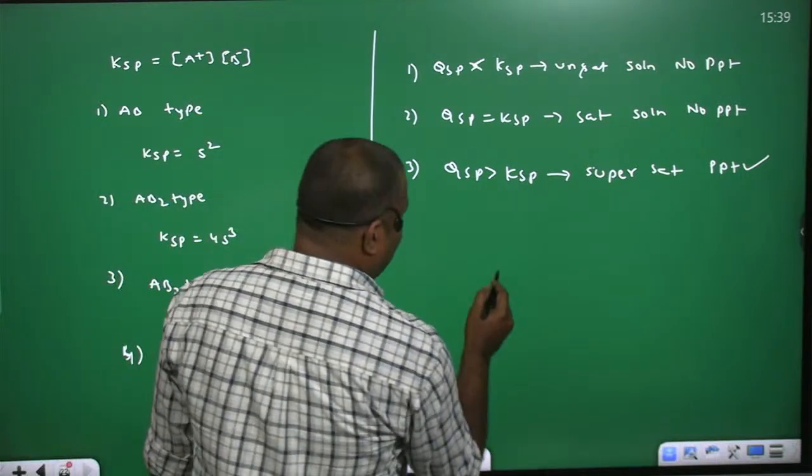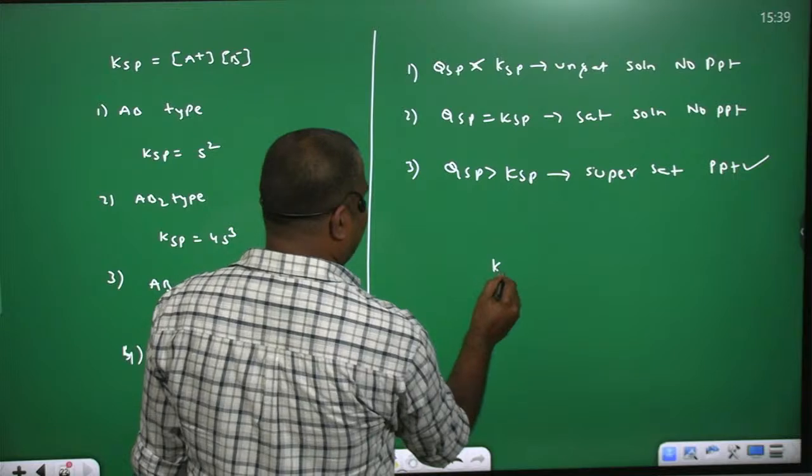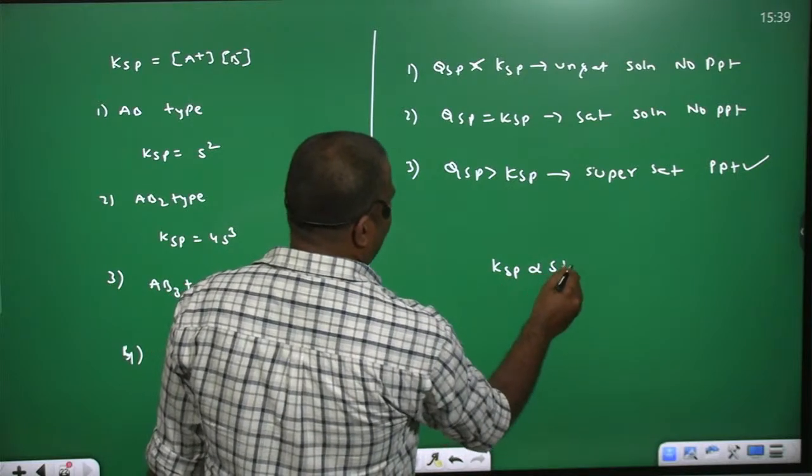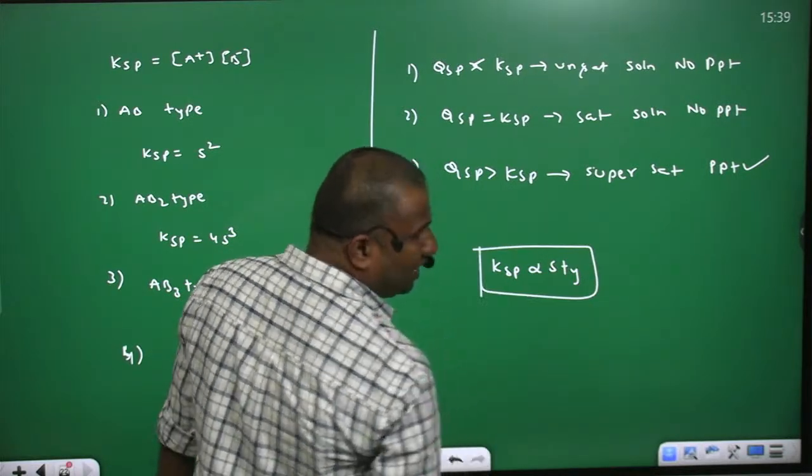As we discussed yesterday, it was also discussed in the question paper, solubility product is directly proportional to solubility of a given substance in water.